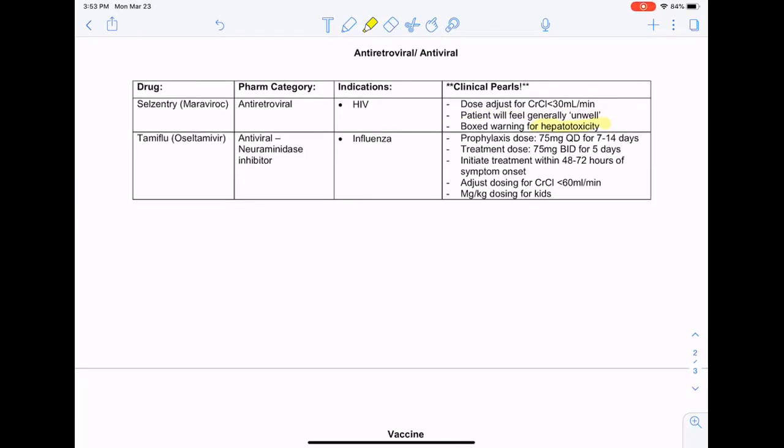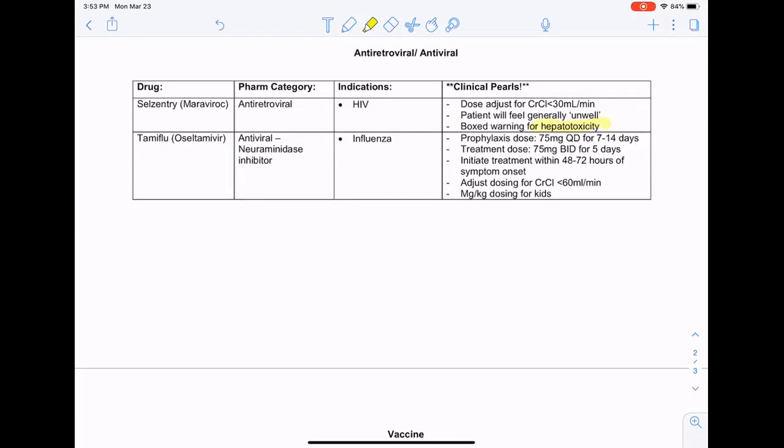So this one is an antiviral, and it's a neuraminidase inhibitor. If you think about, for example, the H1N1 virus, the N1 is the neuraminidase component of the virus. So basically this Tamiflu works to destroy influenza by inhibiting the neuraminidase, that N component. It's a lot more complicated than that, but that's just how I remember it.